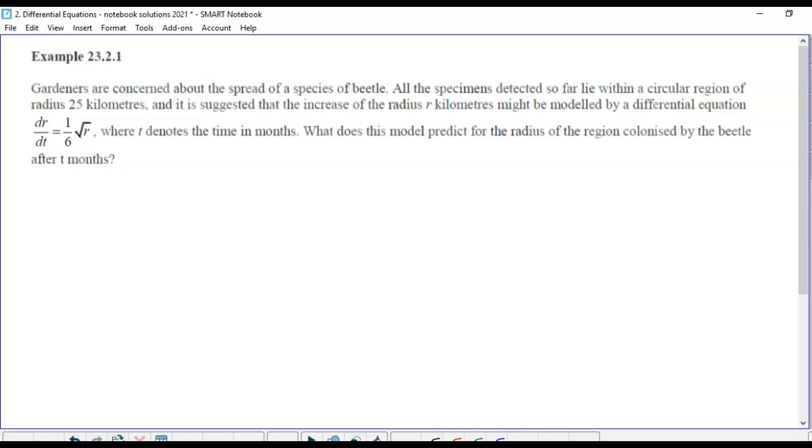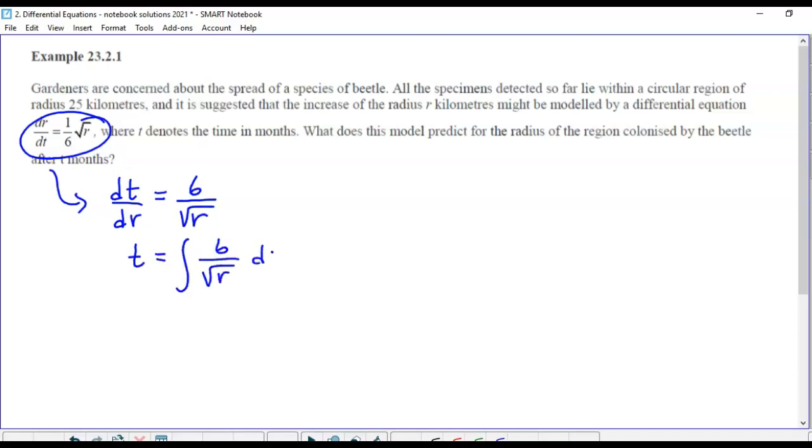So from here, we want to take the reciprocal. So dt/dr, the derivative of t with respect to r. So that's root r over 6. So now it's going to be 6 over root r. Okay, so that means t equals the integral of 6 over root r dr. All right, so that's 6 times r to the negative 1/2. So the plus 1 is r to the positive 1/2. Divide by 1/2.